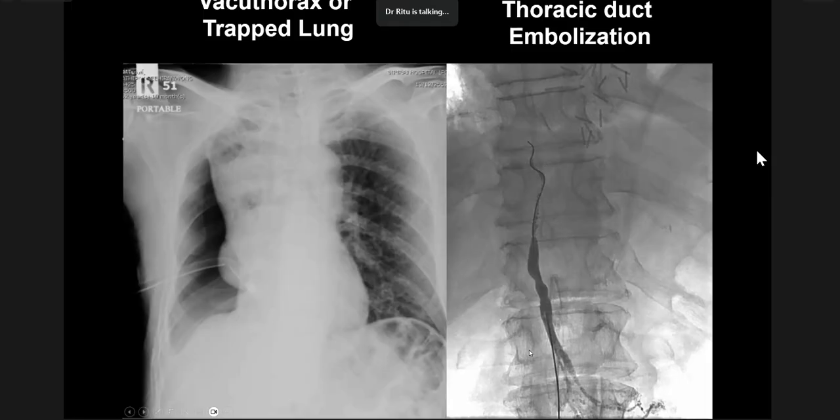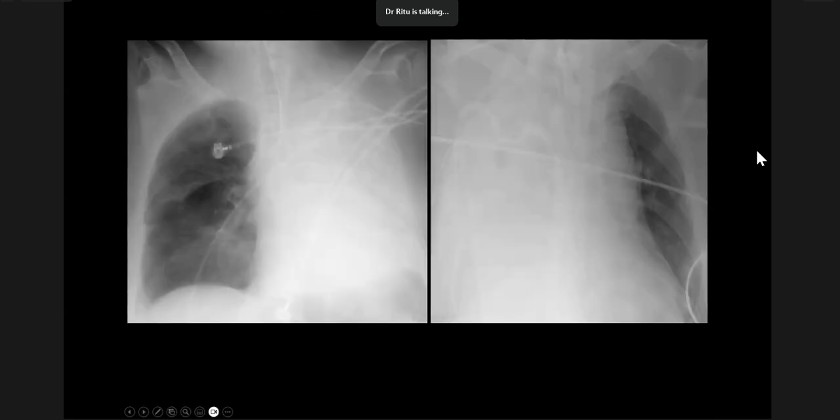This was a very large effusion from a chylous or a thoracic duct injury, and thoracic duct embolization was performed.